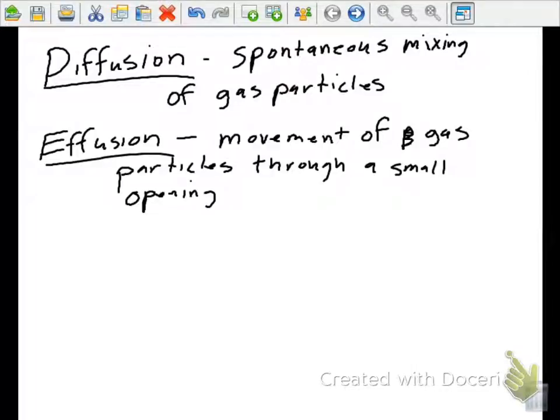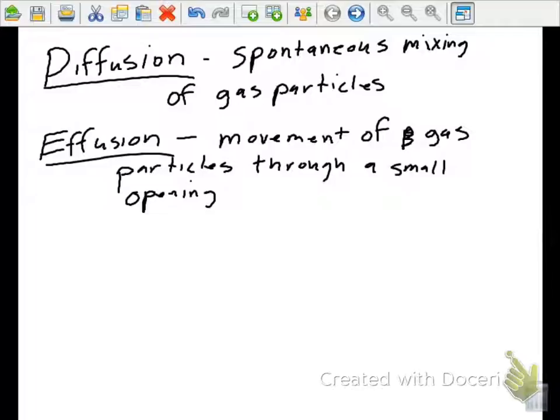So diffusion is spontaneous, meaning every single time gas goes into the air, it's going to diffuse and spread out throughout that container, whatever the container is, or the room, or however you want to say that. But that is diffusion. That's really all we're going to talk about, diffusion.